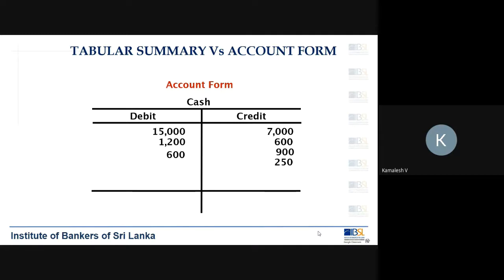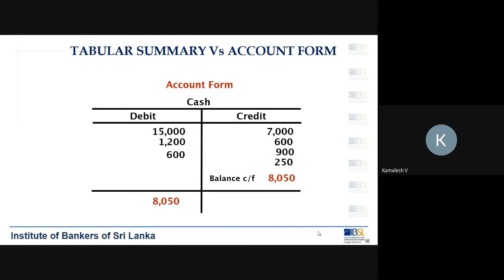And on the right side, you have 7,000, 7,600, 8,500, 8,750. So 16,800 is your total, right? 16,800 will be your total. So when you put that total, what will happen? There will be a difference, or a balancing amount, in the account. How much is that? That is this 8,050.